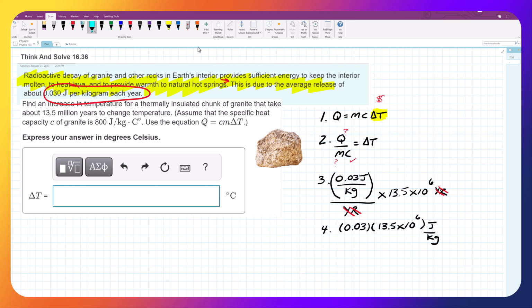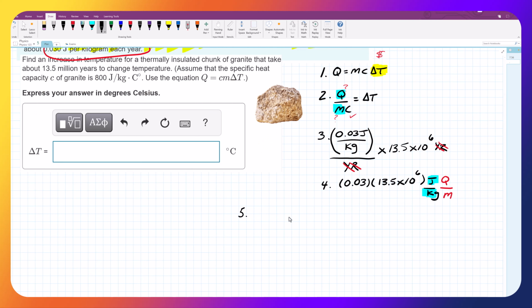Okay, if I go back to step number 2, I don't know Q and I don't know M, but maybe I do, because in step 4, I actually have joules per kilogram. And what is a joule? A joule is heat, Q. And what is a kilogram? A kilogram is mass, M. So there's Q over M. So now I can update line number 2. Q over M is this number, 0.03 times 13.5 times 10 to the 6th. The units are, again, joules per kilogram. That is Q over M.